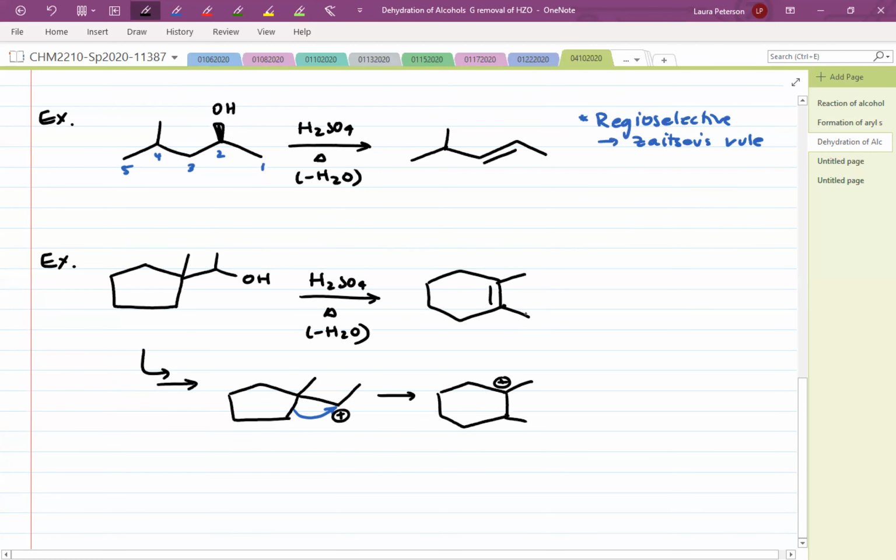Okay, so one last thing about dehydration. If you're thinking about it as an E1 mechanism, remember what the preference for E1 is. The more stable the carbocation, the faster that reaction would be. So if you had to rank alcohols and their ability to undergo a dehydration in terms of rate, the more stable the carbocation, the faster the dehydration reaction would be.